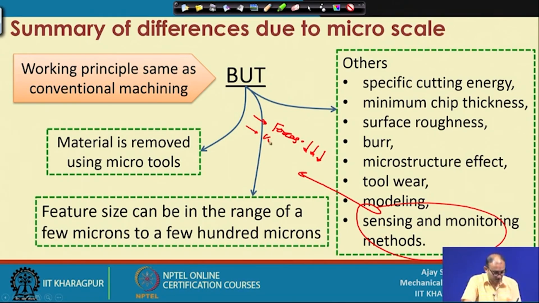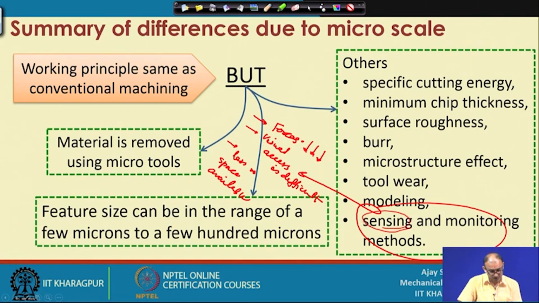Visual confirmation is difficult, visual access is difficult, and you also do not have much space available here. Suppose you want to add a microscope or a high speed camera, how can you focus on that location? At macro scale you can easily get the focus on the chip and the workpiece and tool interface, but access to that interface is very difficult here.